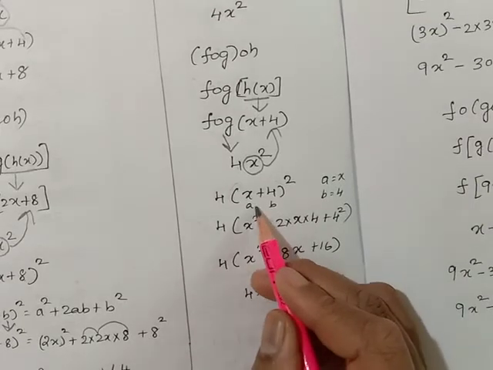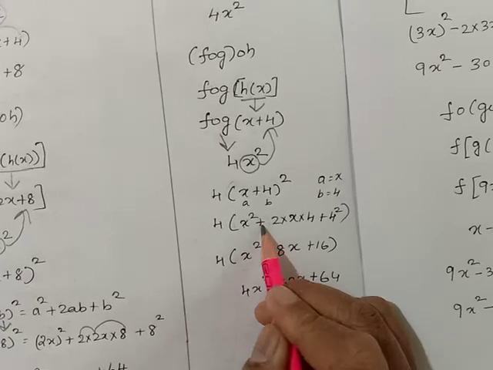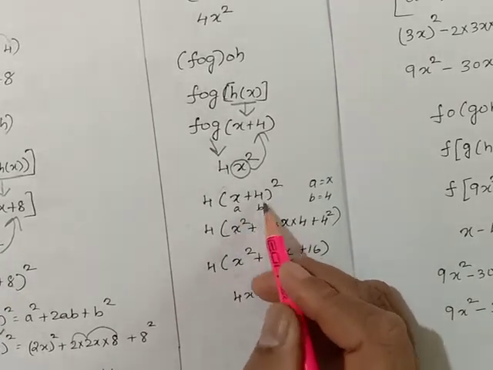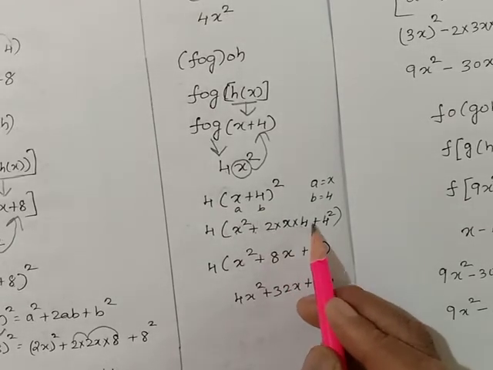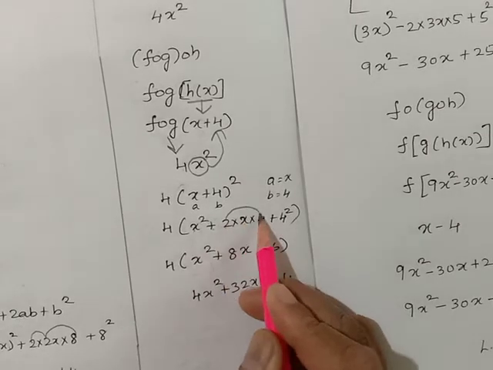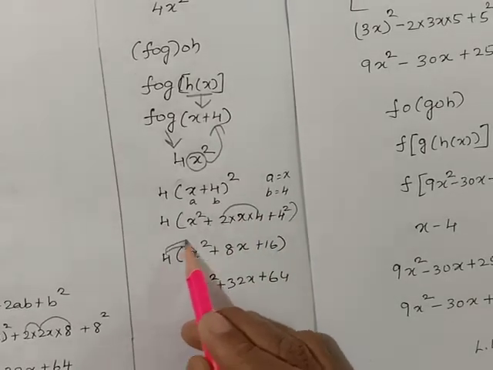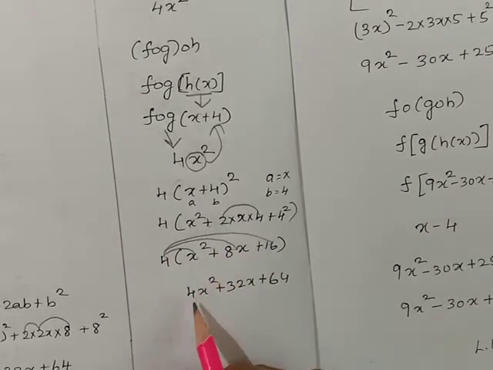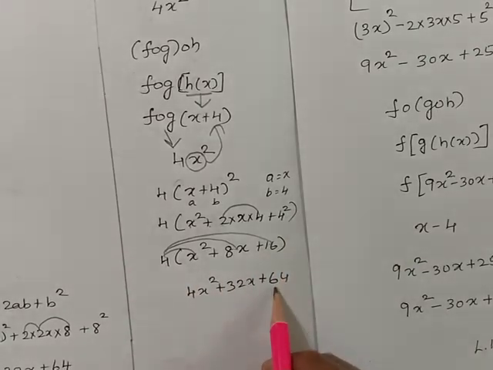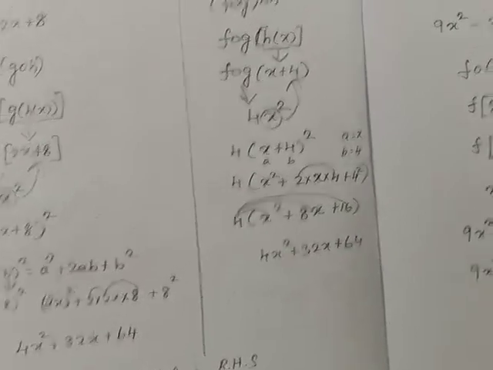So 4 into, it is like the formula a plus b whole square. So we are writing a square plus 2ab plus b square. In the place of a we'll write x, and in the place of b we'll write 4. So 4 x square plus 2 4s are 8x plus 4 4s are 16. So the 4 is belonging to all the terms. So 4 into x square, 4x square, 8 4s are 32, x plus 4 into 16, 64. So here the left hand side is equal to right hand side.